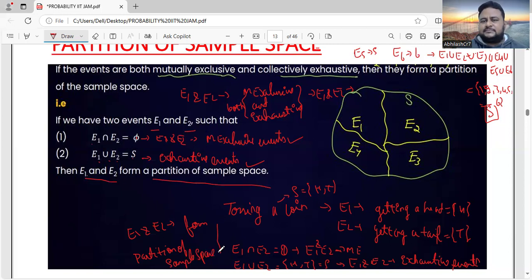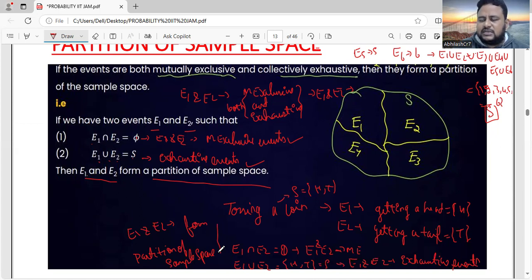Okay, friends, that's it. These are the basics which you had to learn. We learned what is a trial, what is an outcome, what is a random experiment, what is a sample space, what is an event. We also learned what is a mutually exclusive event, what is an exhaustive event, and what is a partition of the sample space. These are the basic terminologies one has to remember when learning probability, so we have covered all the basics.